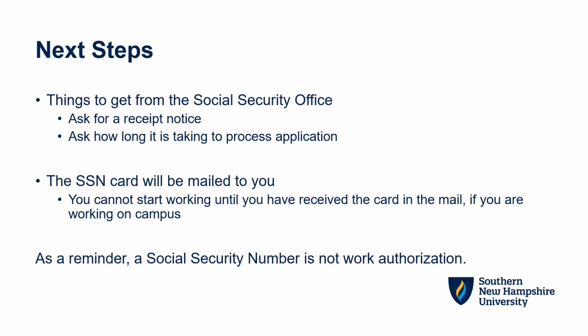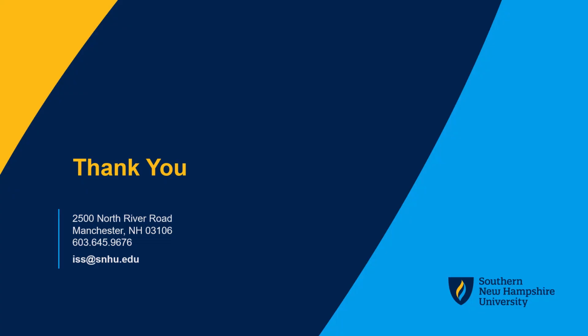Please remember that a Social Security number is not work authorization. All work must be authorized by a category that you are eligible for. This can include things like on-campus work and internships or practical training for F1 students and academic training for J1 students.